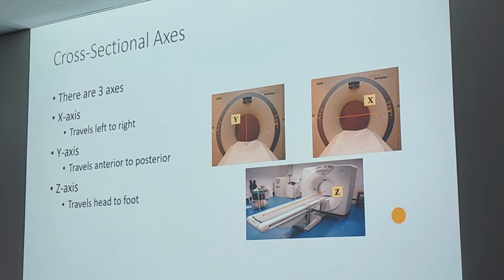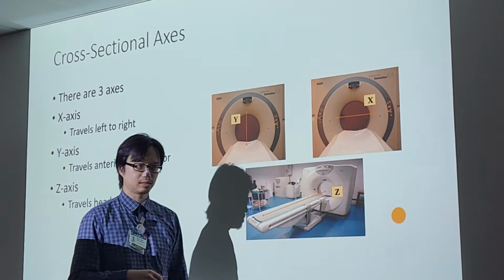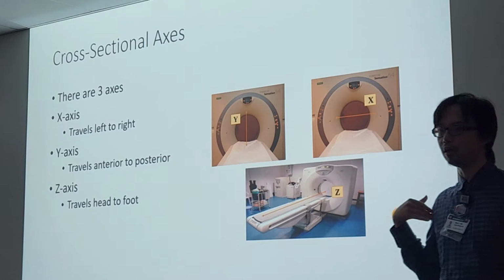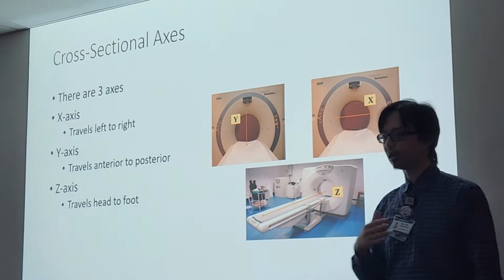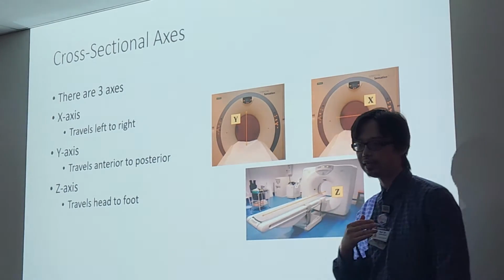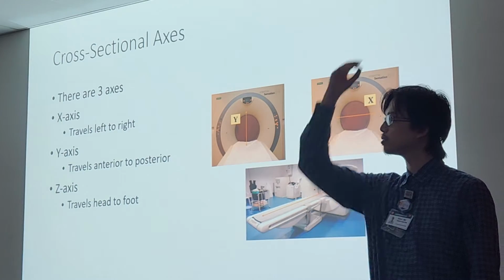So, first thing to understand about cross-sectional is that we divide the body into 3 different axes. You have the x-axis. X-axis travels from left to right. You have your y-axis. Y-axis travels from the patient's front to back. Okay? And then you have the z-axis. Z-axis travels from the patient's head to foot.